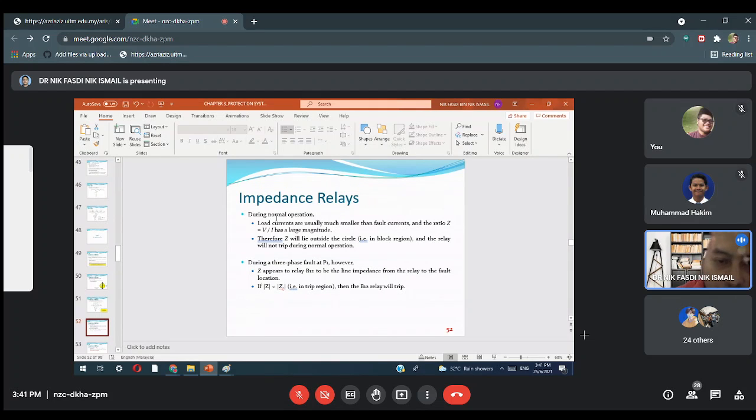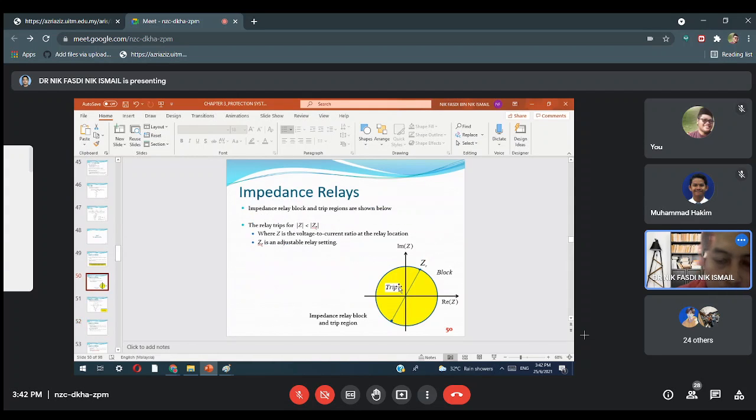During normal conditions, load currents are usually much smaller than fault currents, and the ratio Z = V/I has a larger magnitude, because I is small. So Z is a large magnitude. Therefore, Z will lie outside the circle in the block region, and the relay will not trip during normal operation. So we go back to this diagram. What happens during normal conditions? The impedance is always greater than ZR, because I is small.